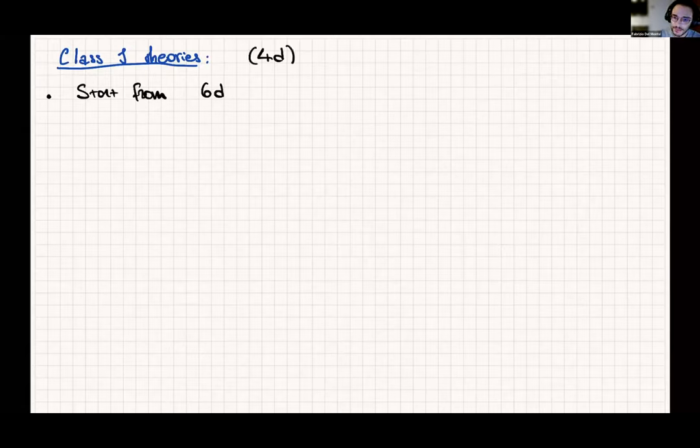So let us introduce what these class S theories are. Here, I will not enter much into the specifics of which kind of theories these are in general, but rather on the construction and how it relates to the mathematical side. And the starting point is a six-dimensional theory. These class S theories are four-dimensional theories. But to define them, we start from six dimensions in a theory which has N=(2,0) supersymmetry, and it is a superconformal theory.